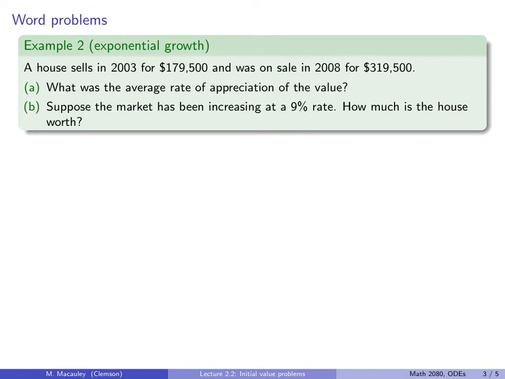So a lot of these initial value problems appear as word problems. And so here's an example word problem, and this one is exponential growth. And this actually comes from a real world example for me anyways. When I moved to Clemson in 2008, I was shopping for houses, and I found a house that I liked. It looked a little bit expensive. It was on sale for $319,000. This was in October of 2008, just after the crash.